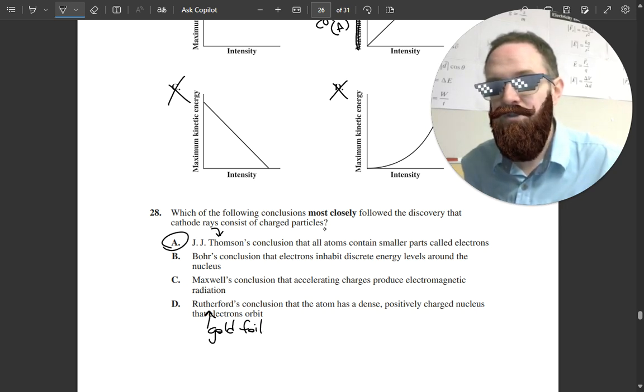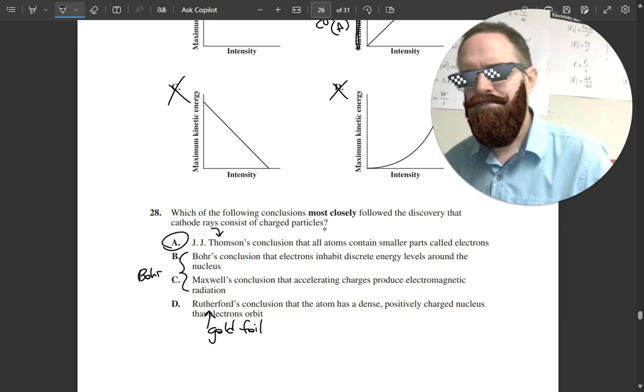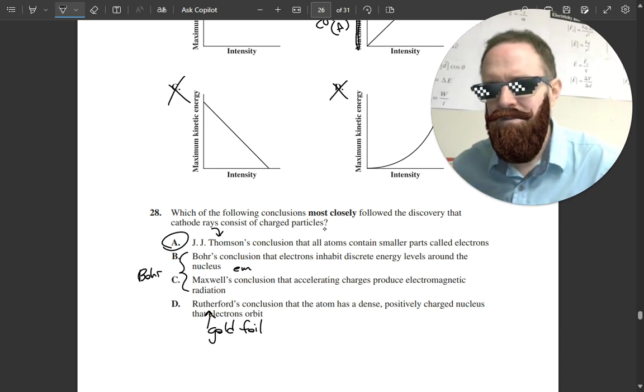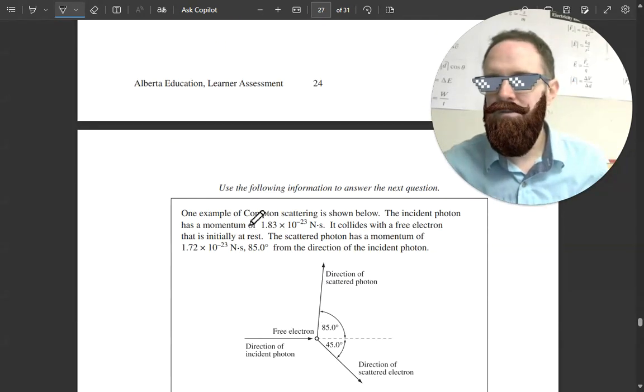Cathode ray was J.J. Thomson. Maxwell conclusion. So these guys were both the Bohr model, right? Bohr used Maxwell's conclusion. Those are just observations, like the emission spectrums. There was no experiment, just observations for that one. Right. Okay, let's go with that.